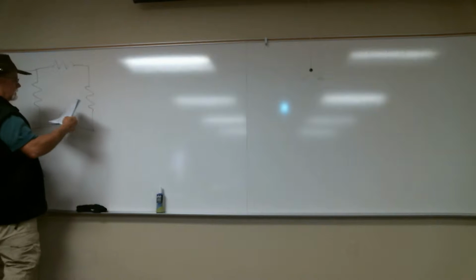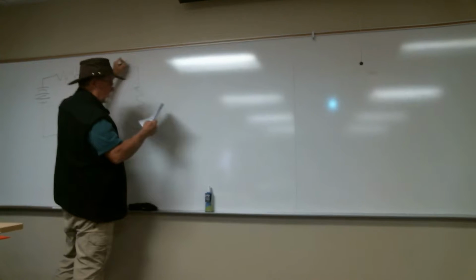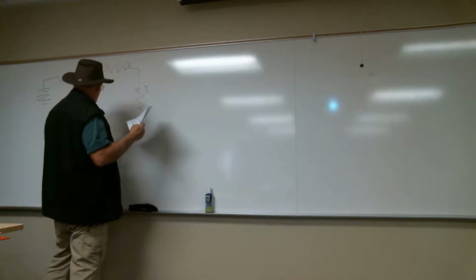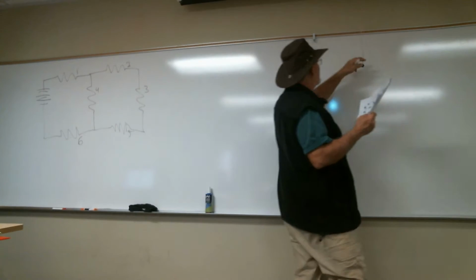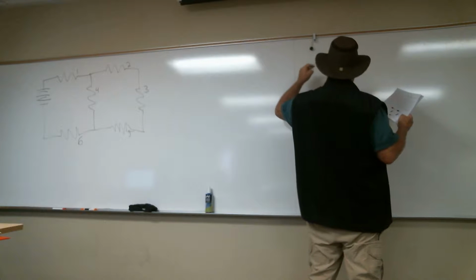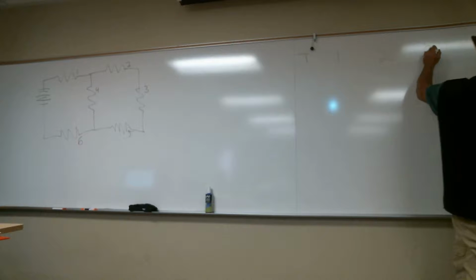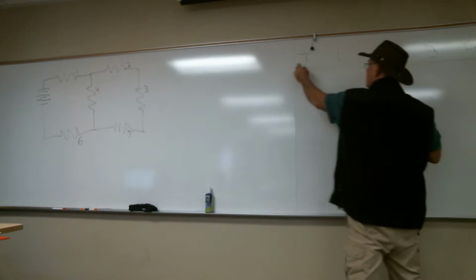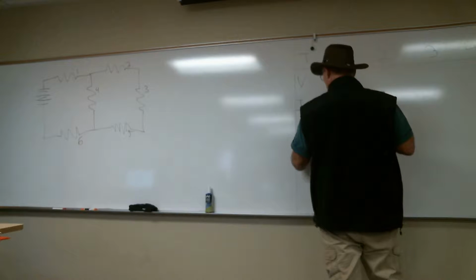So, what did we do? 1, 2, 3, 4, 5, 6. And then total 1, 2, 4, 6. Volts, current, resistance, and power.